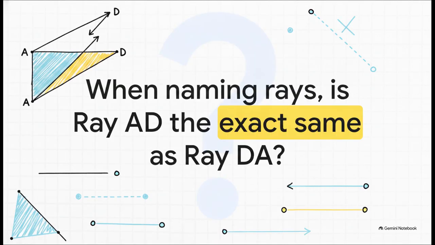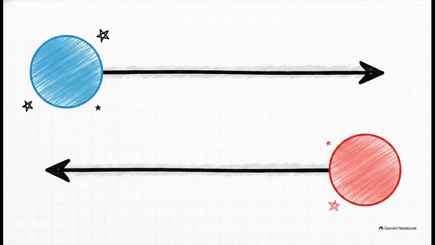Let's try another one. This is a super classic mix-up when we start dealing with rays. When you're writing it down, is ray AD the exact same geometric figure as ray DA? No way, they are completely different. And this perfectly shows why order really matters for rays.